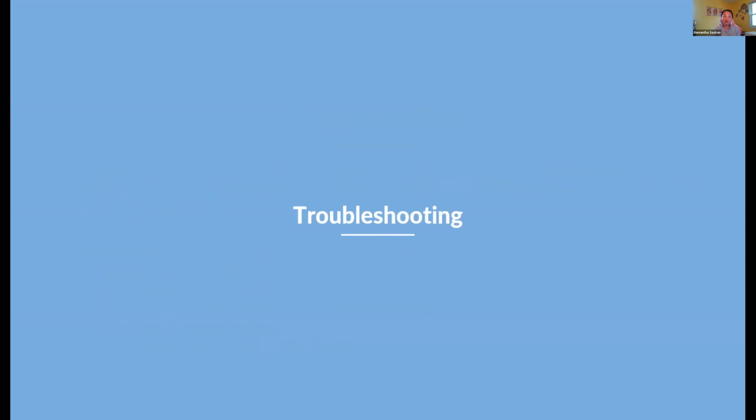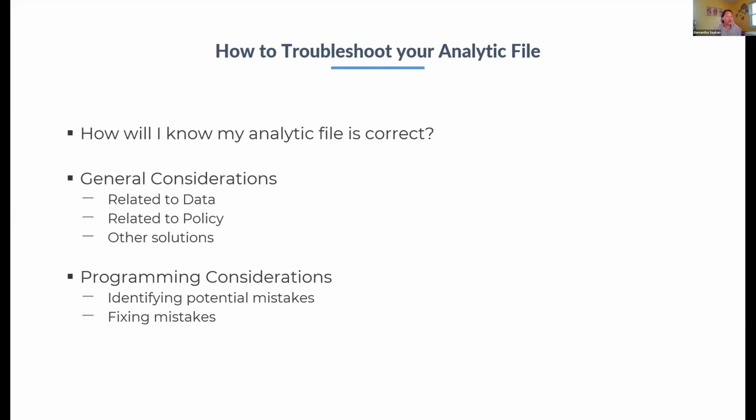So let's go ahead and talk about troubleshooting. How to troubleshoot your analytic file. Some things we'll go over today: how will I know if my analytic file is correct? And when it's not correct, some things to consider, so data, policy, and some other solutions. And then some things to consider in terms of programming, so ways to identify potential mistakes when you're programming and how to fix those mistakes.